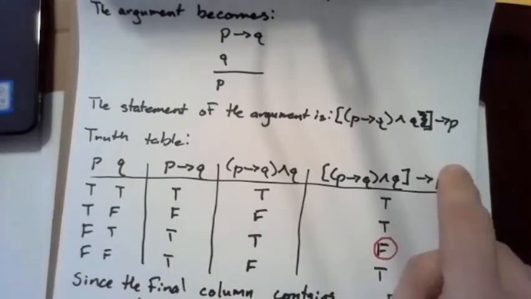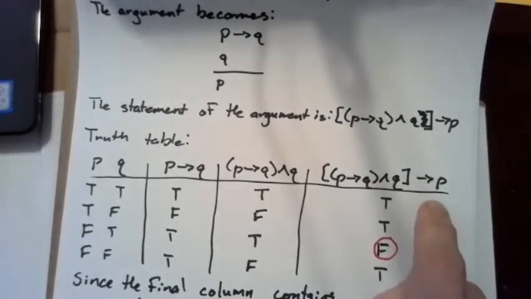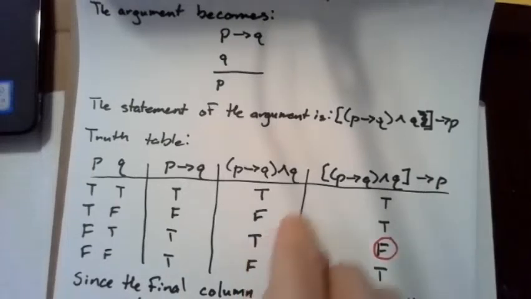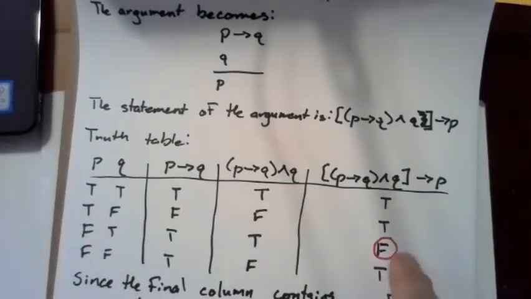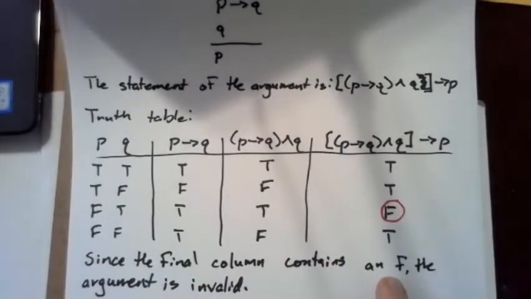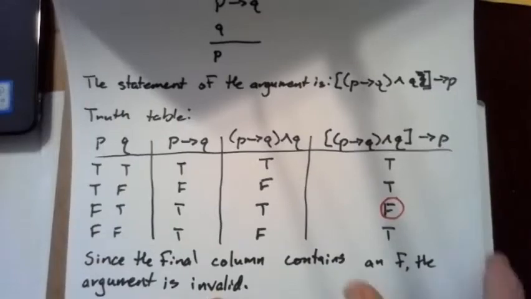So we go over to the final statement and see that what we want here is we just don't want something true to imply something false. True, true, that's good so far, but when we come down here, P implies Q and Q is true, but P itself is false, and that's false. And it doesn't matter that the other three are true, because this is false. The final column contains a false. It's not a tautology. The argument is invalid.